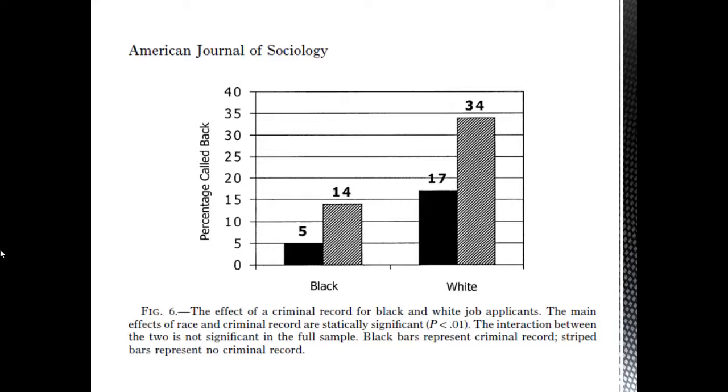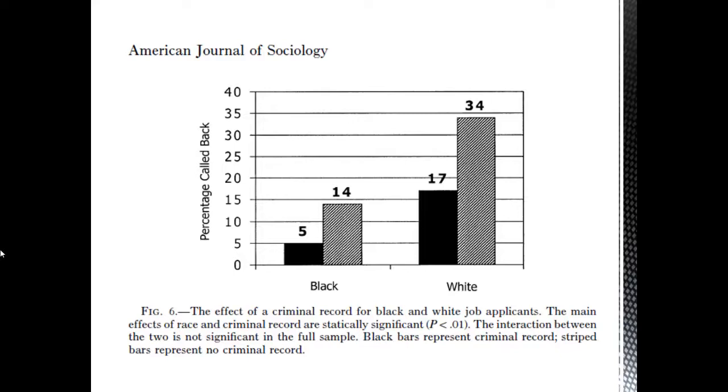And this is what Pager found. So the black bars represent an individual with a criminal record. Striped bars represent an individual who indicates they have no criminal record. You have pairs of individuals, one of whom is black, the other of whom is white. So let's look at non-criminal records first. Among the non-criminal records, white applicants receive a callback rate of 34%, black applicants receive a callback rate of 14%, and they're equally qualified in all other respects. That's racial discrimination.